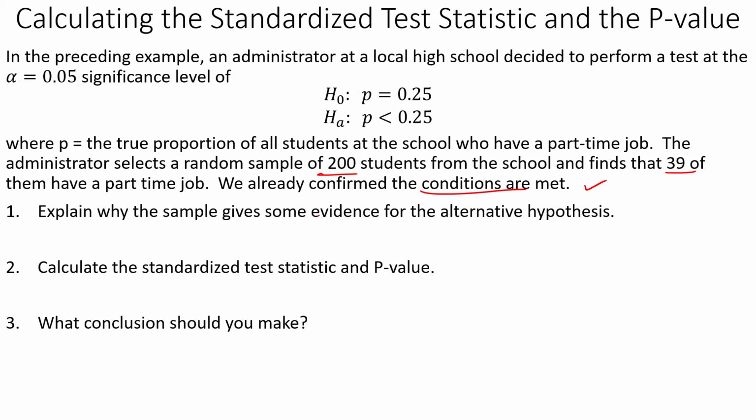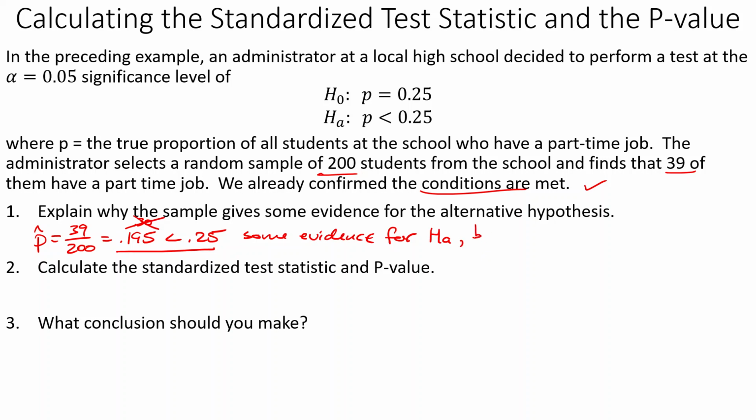Explain why the sample gives some evidence of the alternative hypothesis. Well, let's look at our p-hat value. It is 39 out of 200. If we do 39 divided by 200, that is 0.195, which is definitely less than 0.25. So this is some evidence for the alternative hypothesis. If this number was like 0.30, that would give us no evidence, because it would already be bigger than that. So this is some evidence for the alternative, but is it significant?